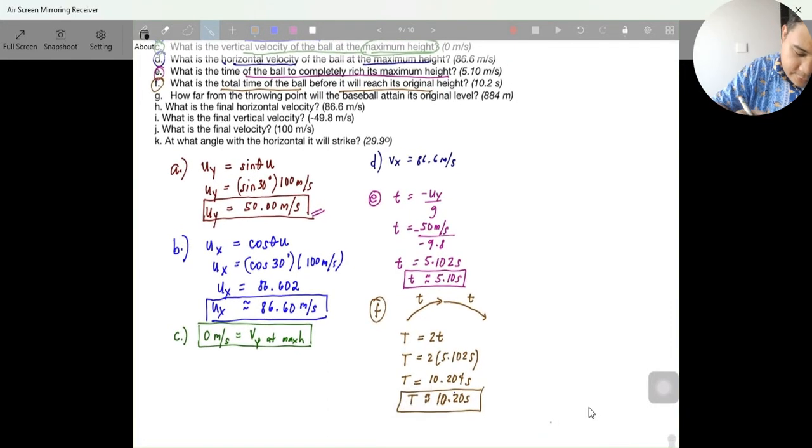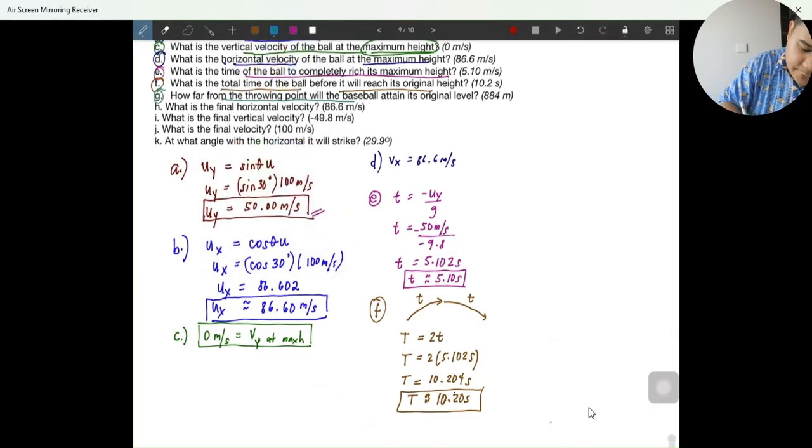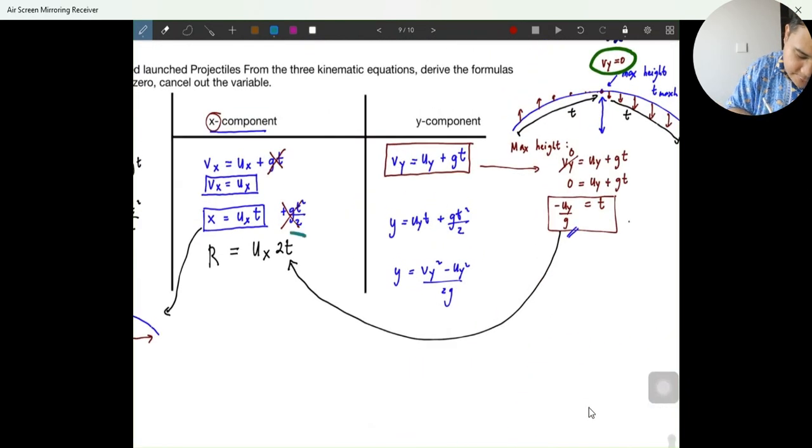Next, how about for letter G? For letter G, how far from the throwing point will the baseball attain its original level? Here we're going to talk about the range, from this point up to this point. So we have ux multiplied by t, if you can still remember that, right? So range equals ux multiplied by twice the half of the time.